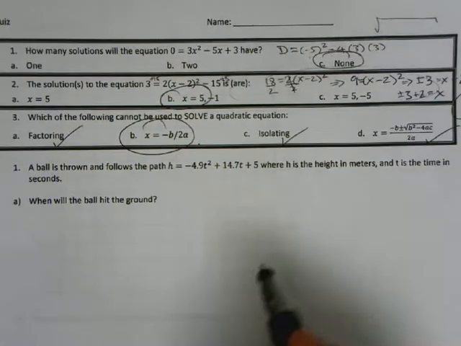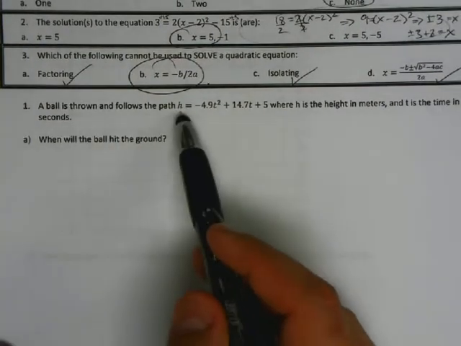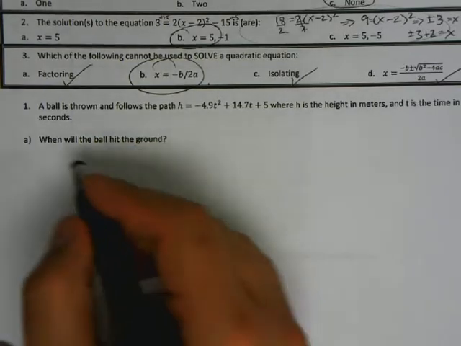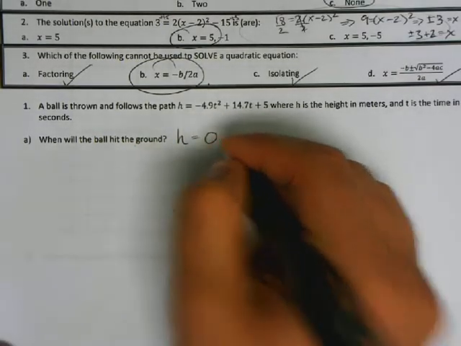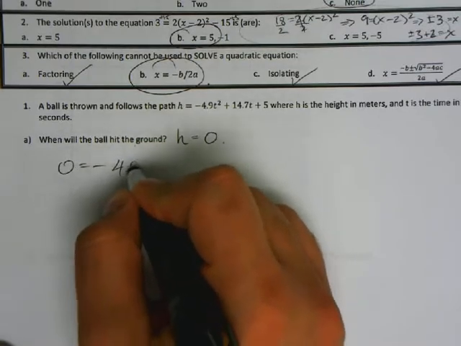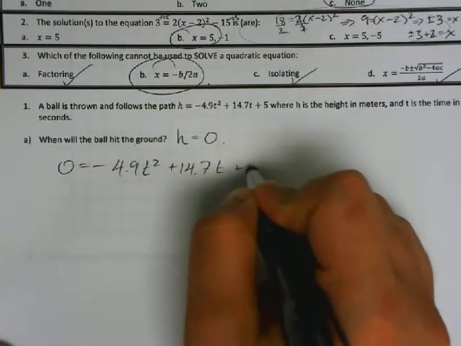Okay? All right. So the next problem says, a ball is thrown and it follows this path where h is the height and t is the time. When will the ball hit the ground? Well, when it hits the ground, we know that the height is 0. So that means the equation that we have is negative 4.9t squared plus 14.7t plus 5.